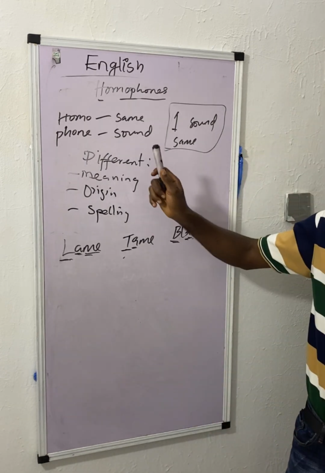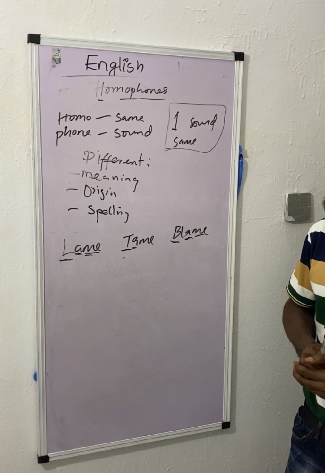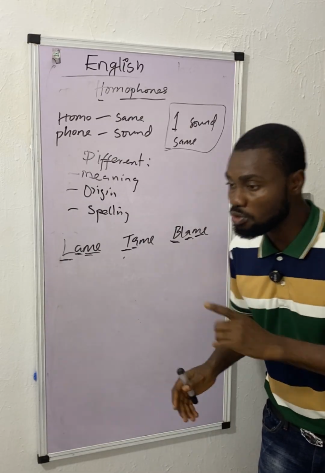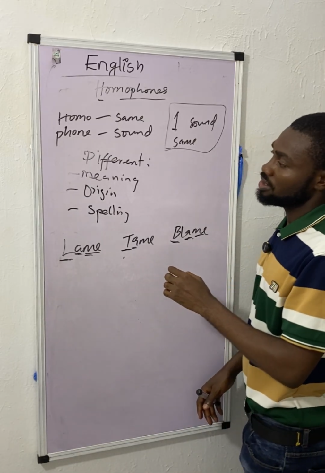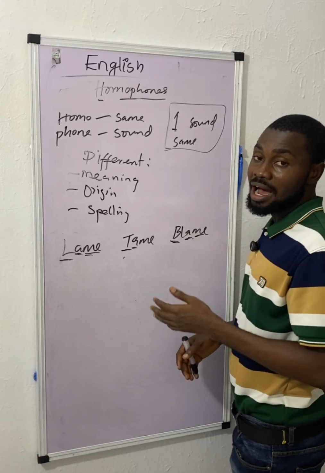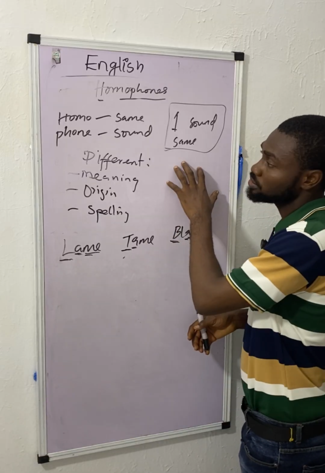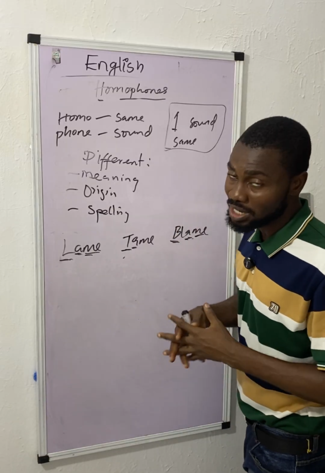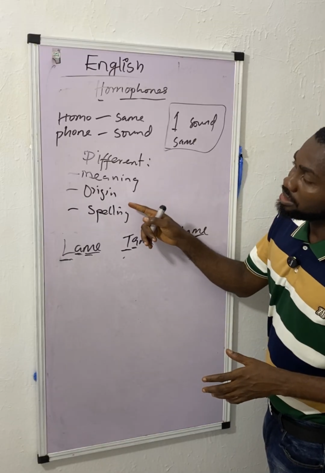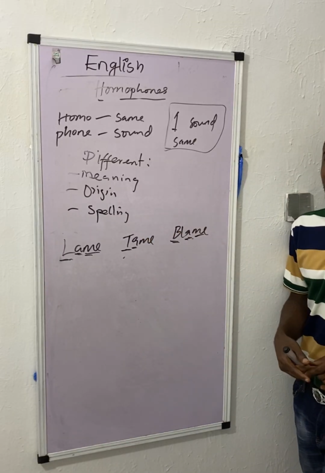So you have to know that a homophone is each of two or more words having the same sound or the same pronunciation, both vowel and consonant sound, but different meaning, different origin, and different spelling.